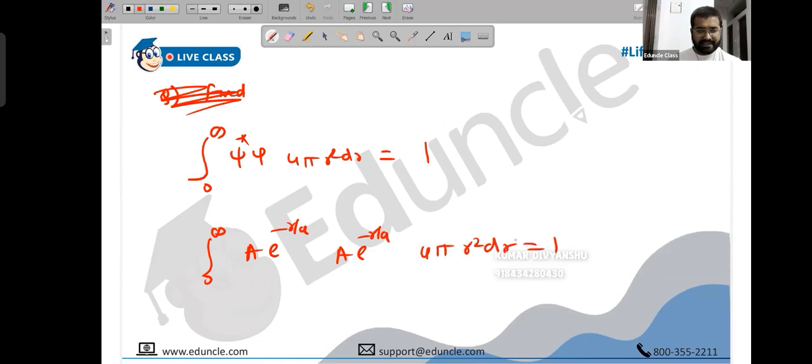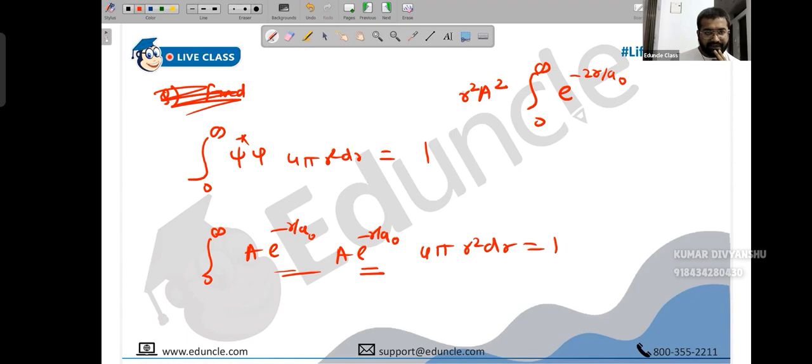You can take 4 pi to that side. So what do we have? A square I can take outside. Integral from 0 to infinity of e raised to minus 2r upon a naught, since r upon a naught plus r upon a naught is 2r upon a naught. You can take 4 pi outside too. And we have r square dr, which equals 1. A square outside, 4 pi outside, e raised to minus 2r upon a naught, and then r square dr.